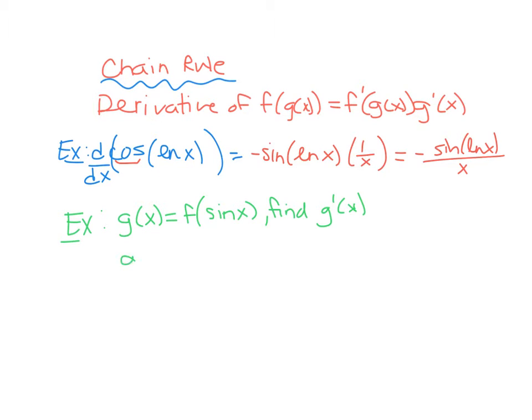So for this one, g prime of x is going to be evaluated using the chain rule. So I do the derivative of the outside, which is my f prime, keep the inside the same. I multiply that by the derivative of the inside, which is cosine of x. Be careful, I can't multiply the cosine and sine, but this would be my final answer for that. Usually you have to plug in a value for the x. You're gonna see one of those in just a minute.